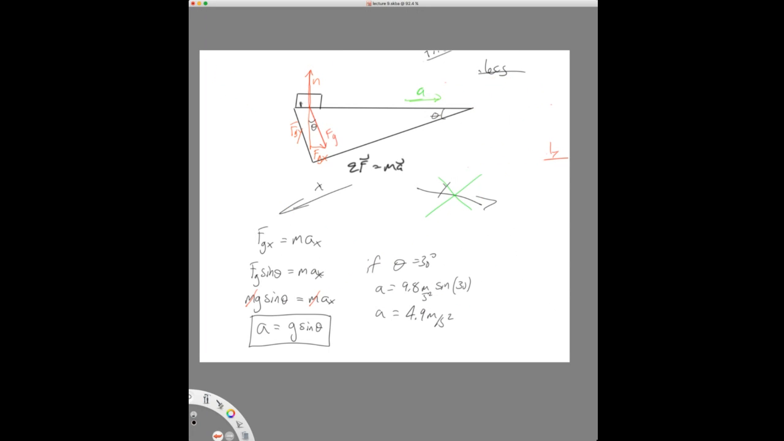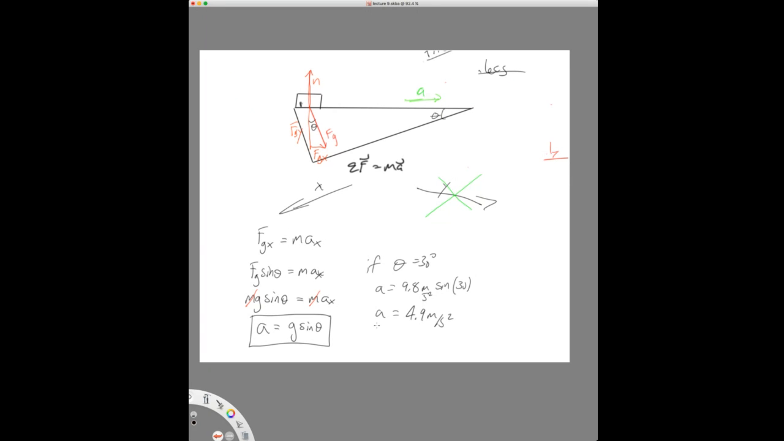If the angle is 90 degrees, which basically means you take your table and you start raising one side until the tabletop is actually vertical, then the acceleration will be 9.8. It just means the object will be in free fall. And for any angle between 0 and 90, the acceleration goes from 0 up to 9.8.